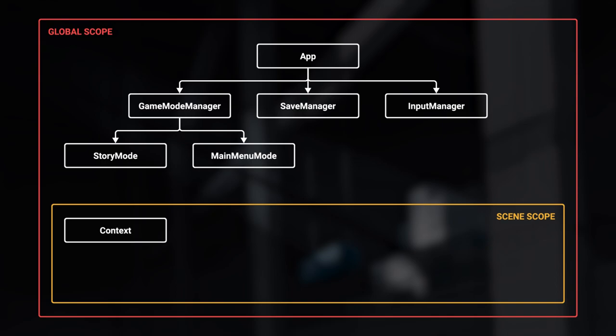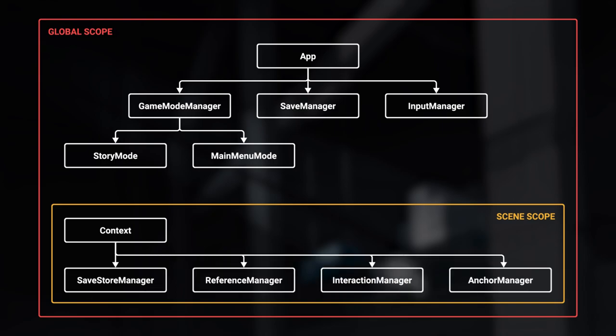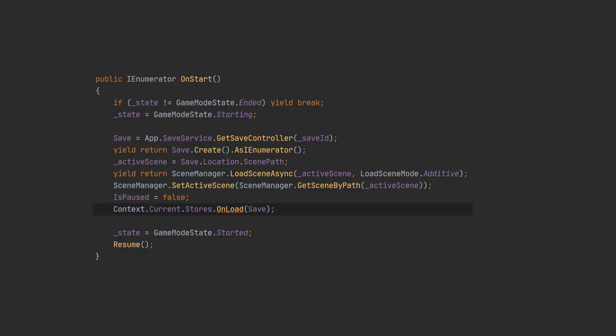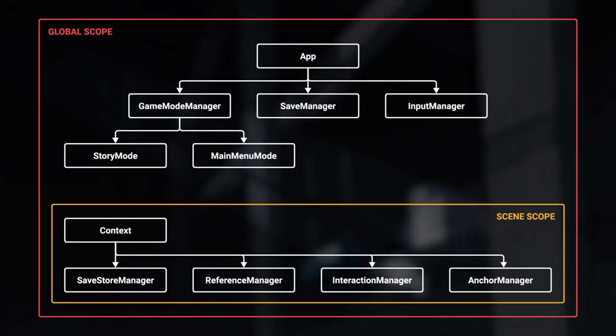So this context is a component that's present in every scene loaded by the story mode, and it provides access to lots of managers necessary for the scene to function. For example, the Save Store Manager allows game objects to register their custom stores. Story Mode can then access this Store Manager to dispatch the Unload event. So the context is like a bridge between the global scope and the scene scope.